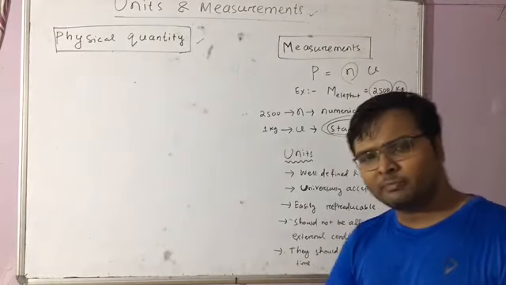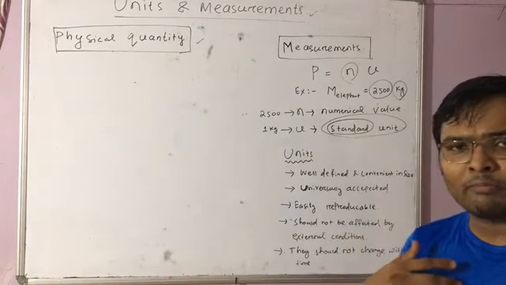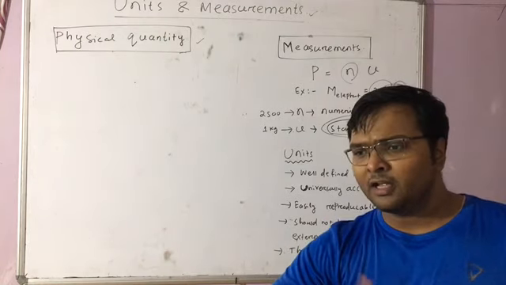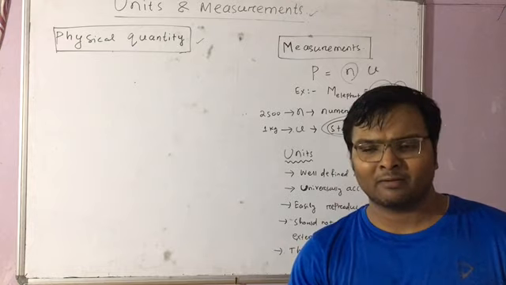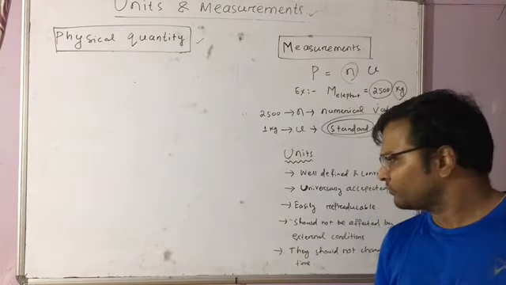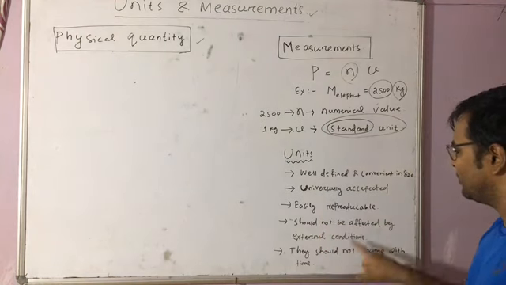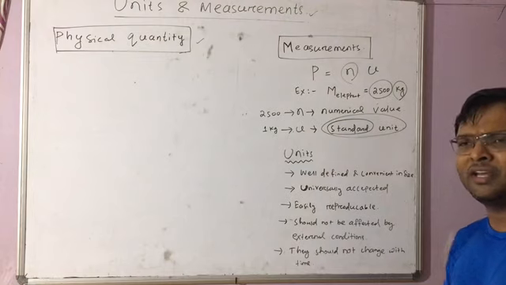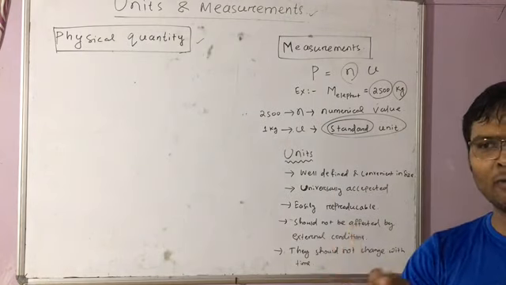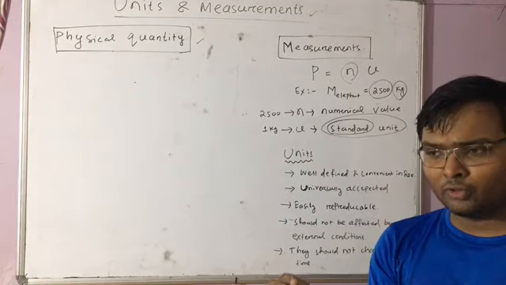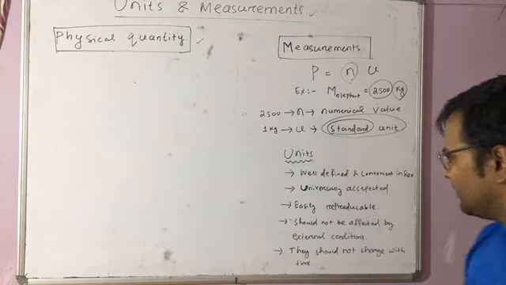It must be easily reproducible. Clear? It must be well defined, so that for our better use, wherever we want, we can again make that quantity easily. It should not be affected by external conditions like pressure, temperature, or any other condition. External conditions should not change the value of that unit.